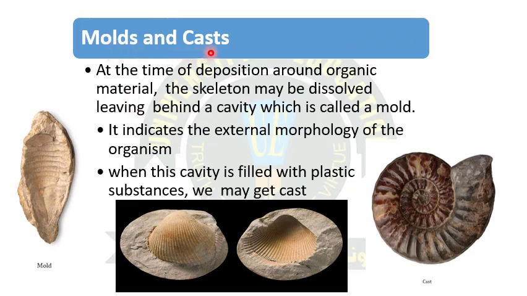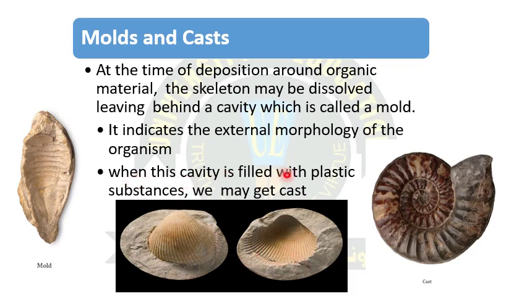Molds and casts. At the time of deposition around organic material, the skeleton may be dissolved, leaving behind a cavity which is called a mold. Here is a mold. In this, a cavity remains, and the cavity is the mold. It indicates the external morphology of the organism. Here in this diagram, you can see the external structure of the organism. Here is a bivalve mollusk. You can observe that it is preserved.